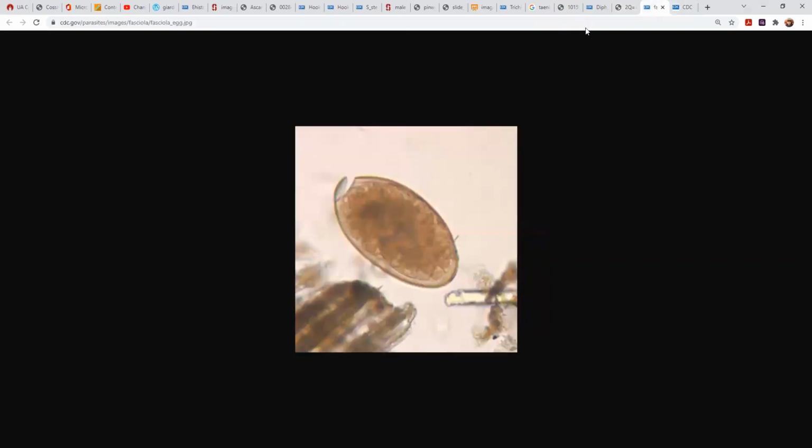And then our last thing here, this would be the egg of Fasciola hepatica. You'll notice it is a little bit elongated. You'll notice a little bit of a clearing around part of it. And then the end of it opens a little bit here. Okay. So that takes us through all of lab 22 with our different types of gastrointestinal parasites.